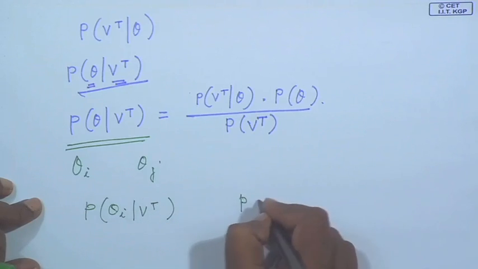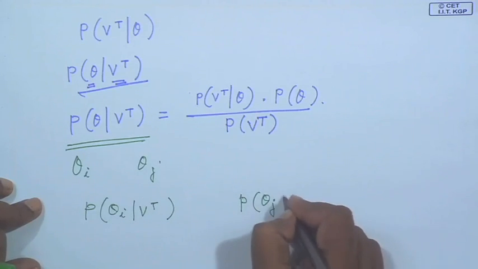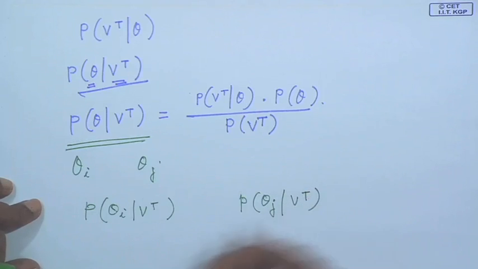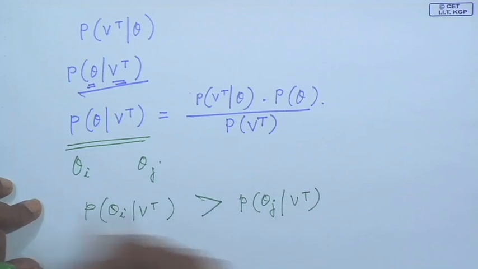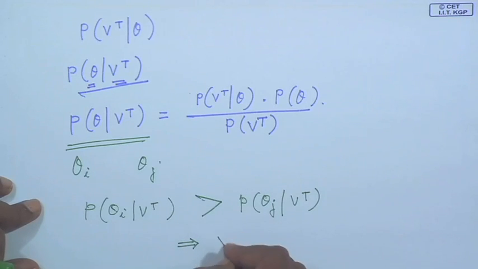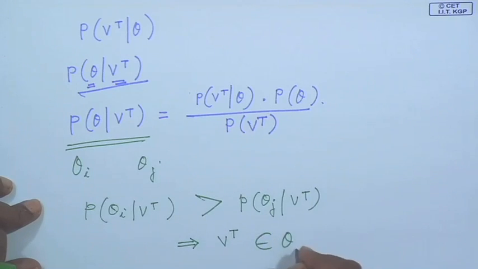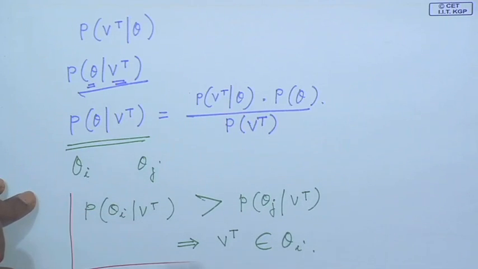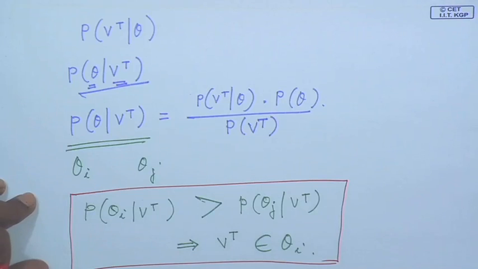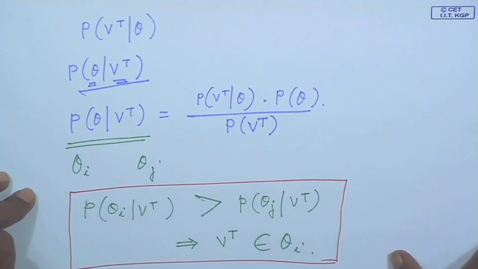I also have a posteriori probability P of theta j given V t, and if P of theta i given V t is greater than P of theta j given V t, then obviously my interpretation will be that V t belongs to class theta i. Okay, so this is how I can classify a time sequence of visible symbols. This will be my classification rule.